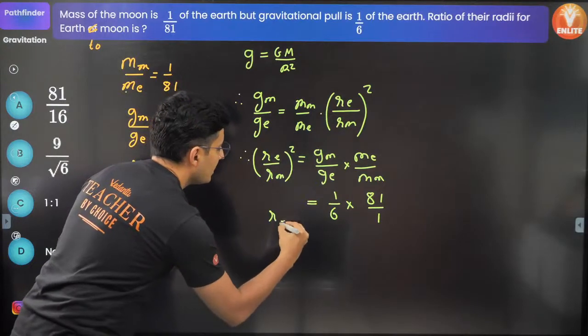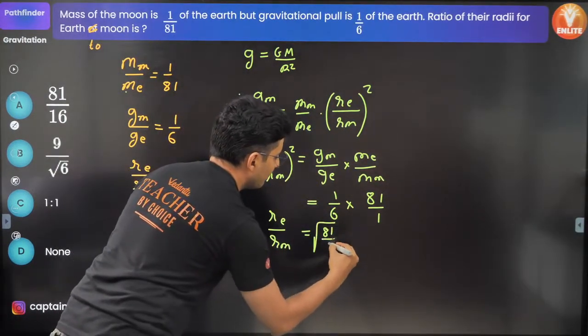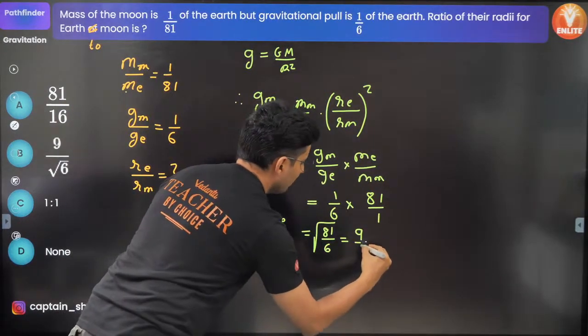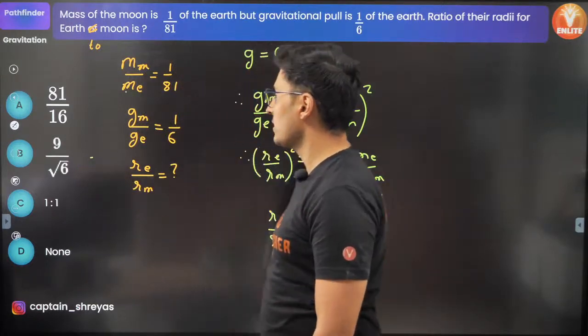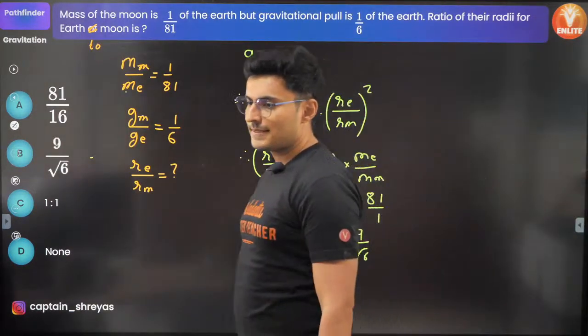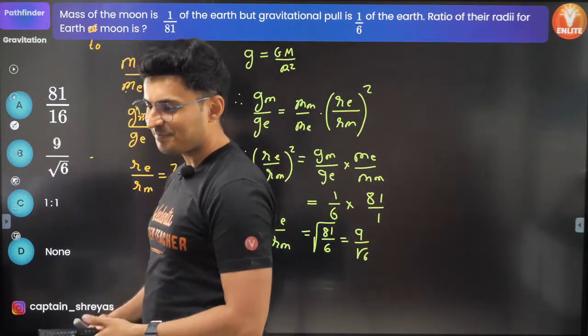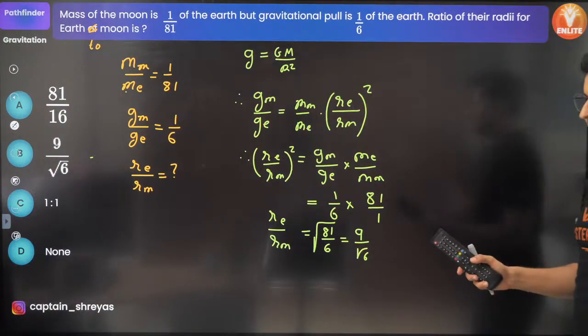So Re by Rm will be root of this. So it will be root of 81/6, which is 9 by root of 6. That should be the answer. Do I have it somewhere? Oh yes, I have it. Option B, of course. Yes. Is that clear, my warriors? Got it? Understood? Clear? Can we move ahead?